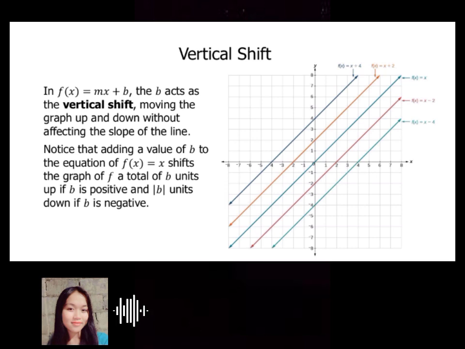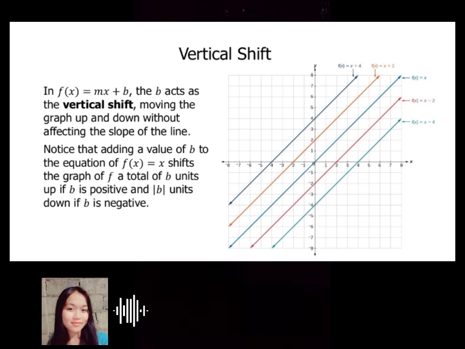Now, let's talk about vertical shift. In f of x equals mx plus b, the b acts as the vertical shift, moving the graph up and down without affecting the slope of the line. And notice that adding a value of b to the equation f of x equals x shifts the graph of f a total of b units up if b is positive, and the absolute value of b units down if b is negative.